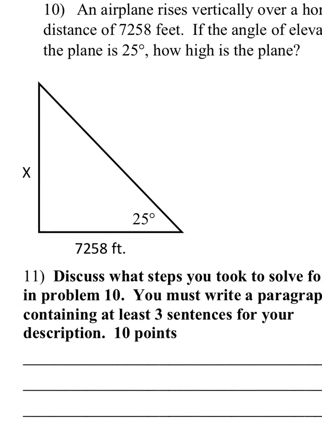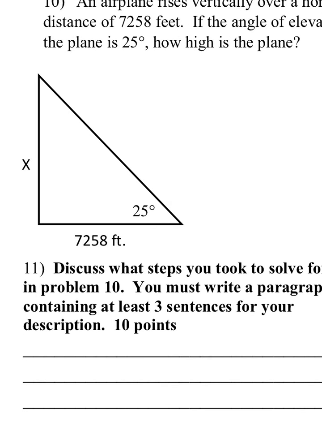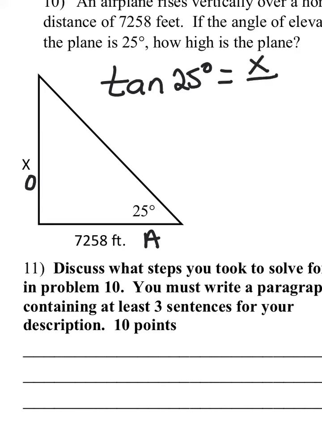Okay, so we have a side adjacent and a side opposite. Again, we're going to use tangent, and we have 25 degrees, and x is our side opposite. 7258 is our side adjacent, and now all you have to do is multiply. Since we have x divided by 7258, instead of dividing now, you're going to multiply.